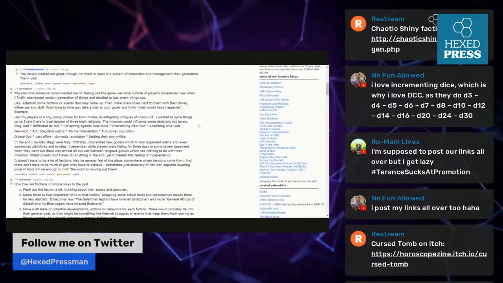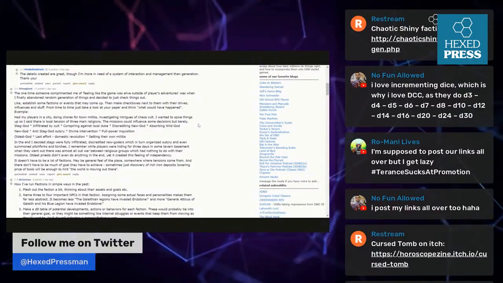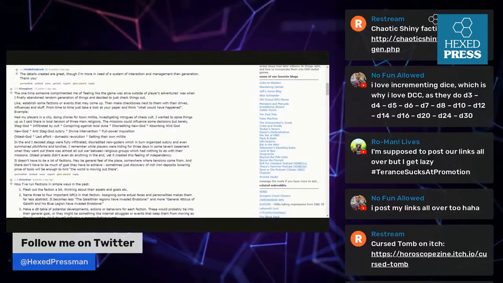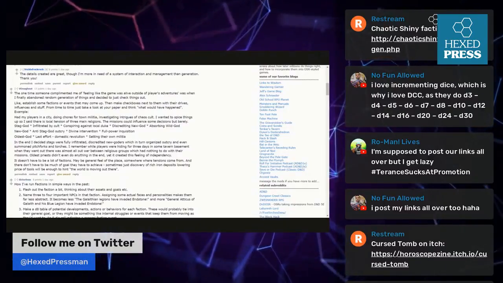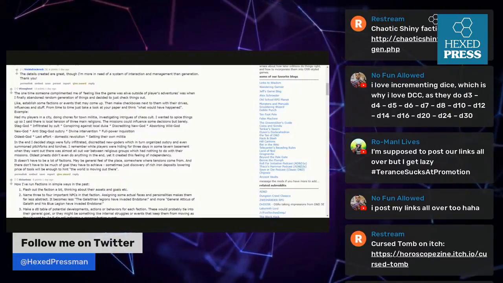In the end, I decided the stags were fully infiltrated, discredited new godders, which in turn organized outcry and even summoned pitchforks and torches. I remember while players were hiding for 3 days in some tavern basement, when they went out, there was almost all-out war between religious groups that had nothing to do with their missions. Oldest priest didn't even do anything in the end, yet it created this feeling of independency.